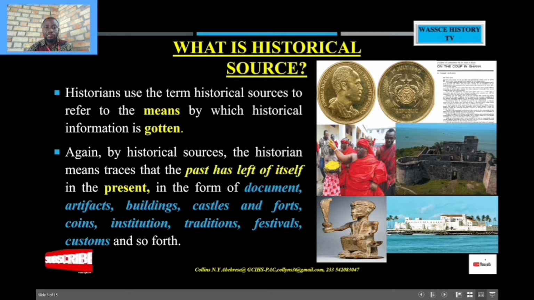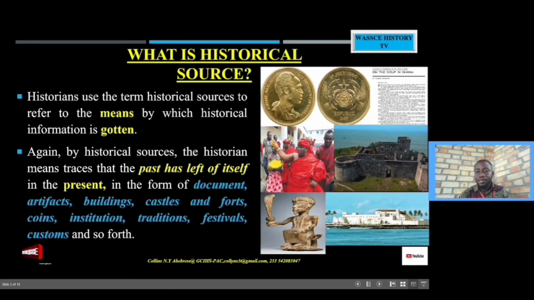So traces of the past. Let's take for instance the fort over here. When you look at the picture, you see a fort. This fort and castle you see over here are evidence. They are history. When you go to this fort, it gives you a lot about history. And what history can you get from these castles and forts? Mainly about Europeans' activities in West Africa. And that is why we say that forts and castles are also a historical source, because we get information from forts and castles. All right?